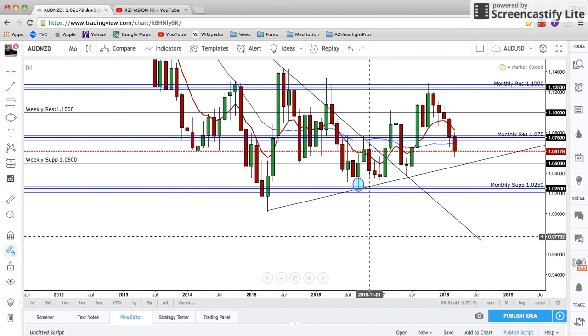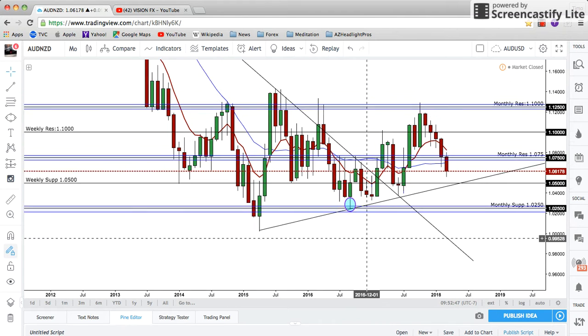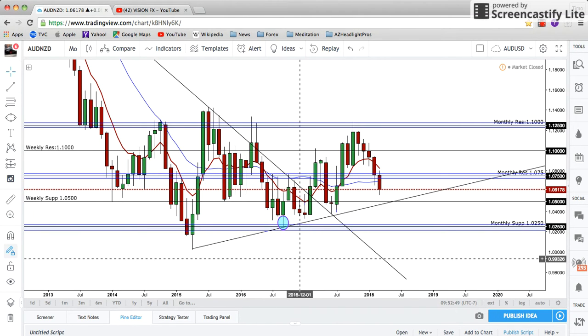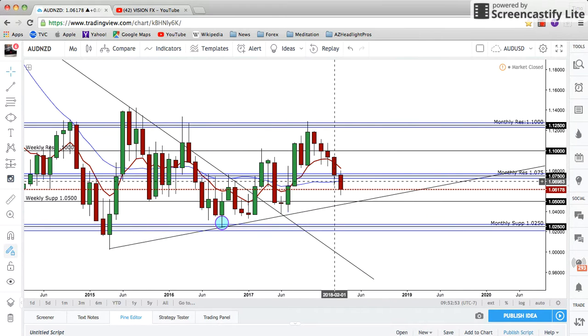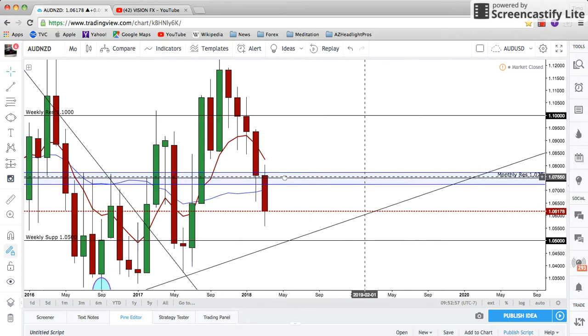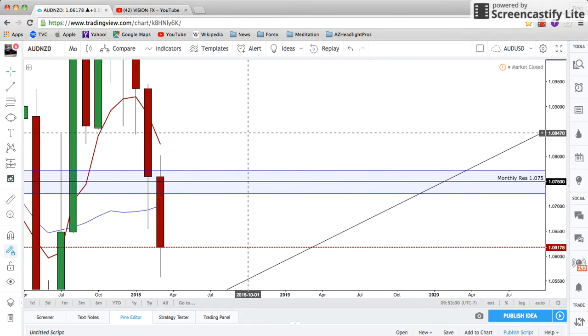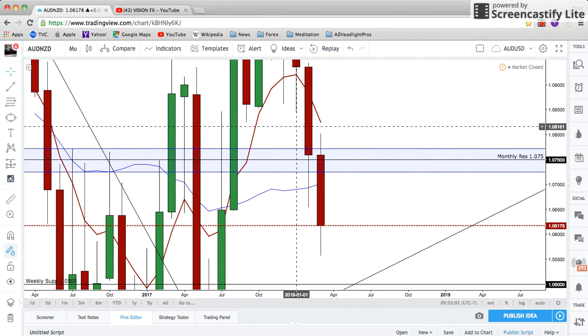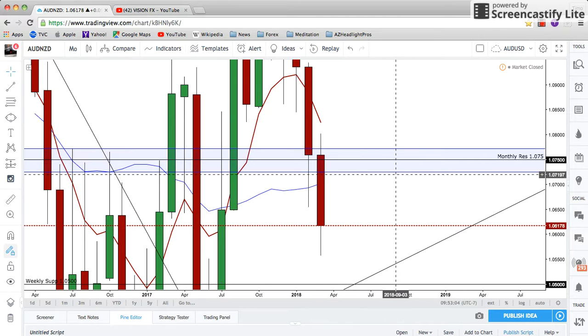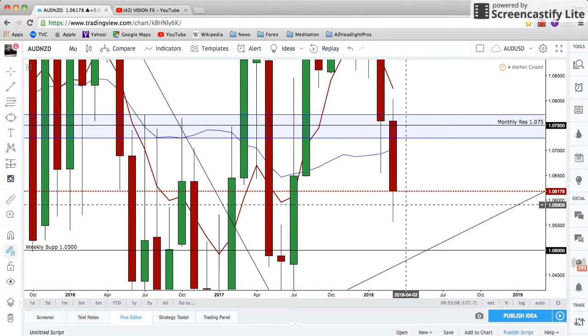Now, this is the monthly time frame. Once again, we don't execute off the monthly time frame. So this just gives us a clear bias as to which way we should be trading, okay? Last month, which was March, we did end with a bearish candle here, and we did break below all moving averages, below 1.075, which now holds as resistance, okay?